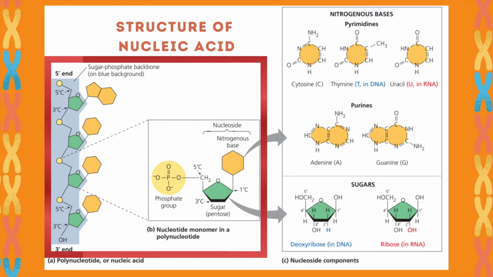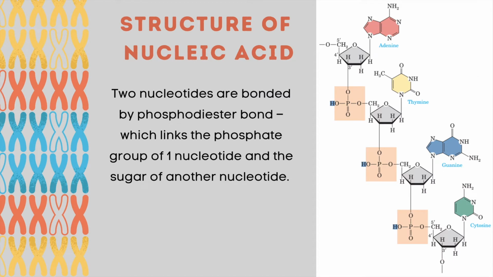Finally, we move to the phosphate group. As you can see, the phosphate groups presented here are in yellow circles, and they link the sugars of two adjacent nucleotides. This linkage results in a repeating pattern of sugar-phosphate units called the sugar-phosphate backbone. Note that the nitrogenous bases are not part of the backbone. So it is important to take note that the nucleotides are bonded by phosphodiester bonds, which link the phosphate group of one nucleotide and the sugar of another.